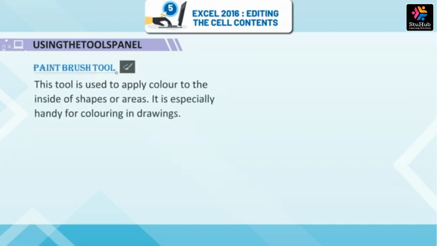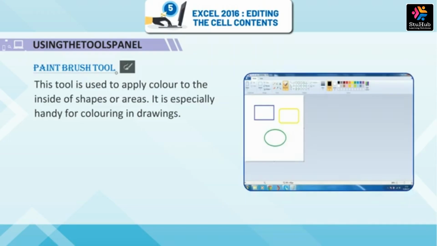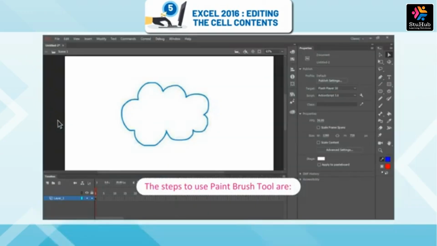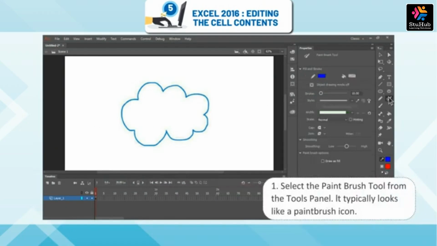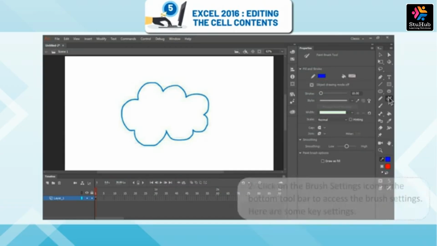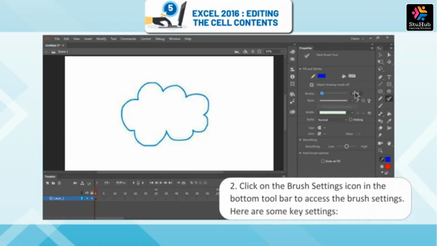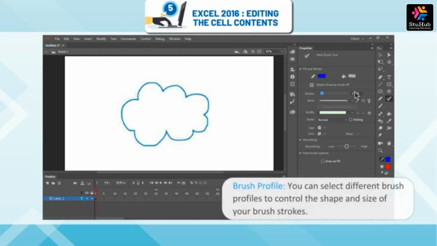Paint brush tool. This tool is used to apply color to the inside of shapes or areas. It is especially handy for coloring in drawings. The steps to use the paintbrush tool are: select the paintbrush tool from the Tools panel. It typically looks like a paintbrush icon. Click on the brush settings icon in the bottom toolbar to access the brush settings. Here are some key settings.